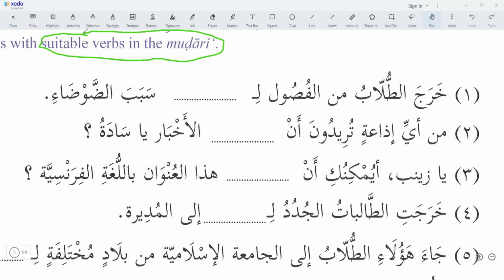خرج الطلاب من الفصول لي... I don't know which verb will come here. The students left from the classroom to... because of the noise, sir? The reason of the noise. I don't know what verb to put here. To know. The students went out from the class to know the reason of the noise.